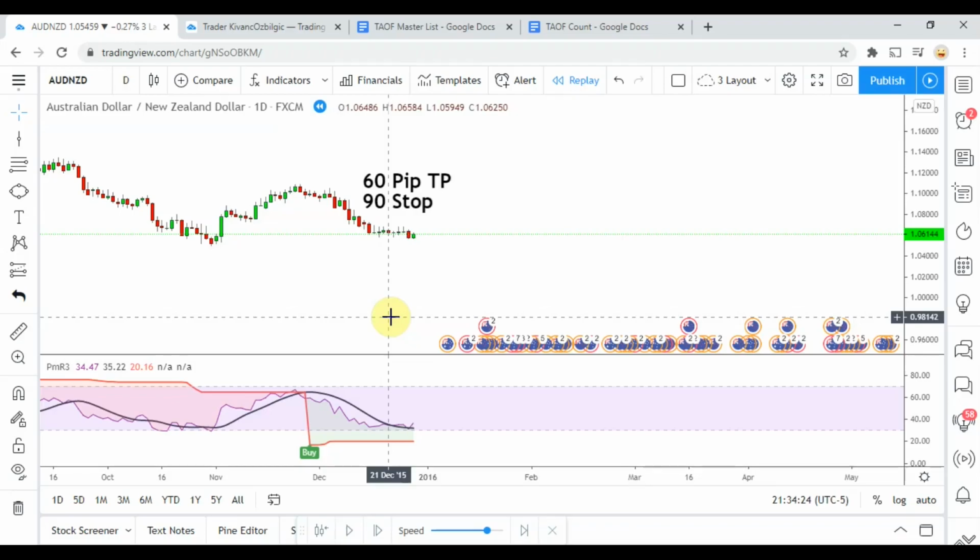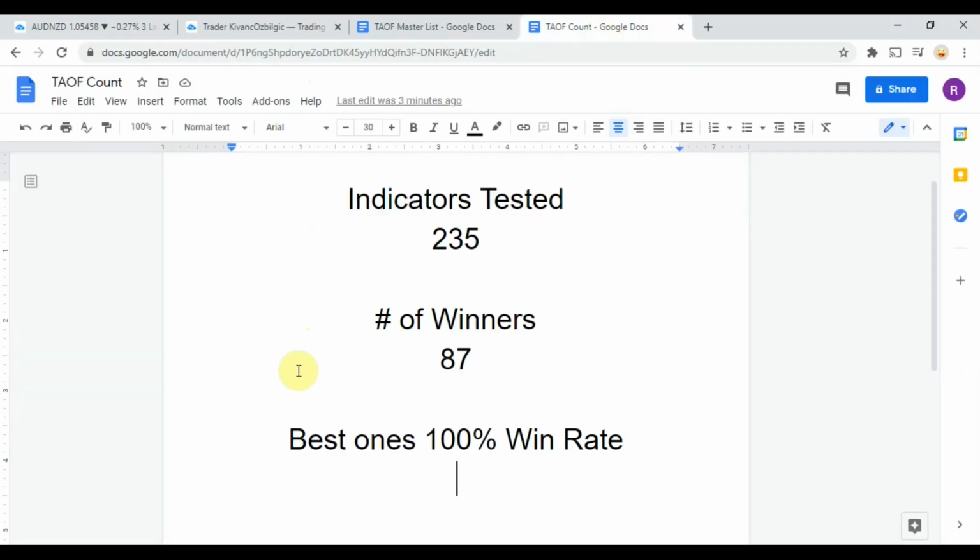Alright, as I said, today we will be testing the PMax on RSI with Tillson indicator. But before we do, I wanted to put the indicator scoreboard up for everyone to see. So to date, we have tested 235 indicators. And out of those 235 indicators, 87 of them have been winners, which means that they have met or exceeded the 60% win-loss ratio threshold that we have set for them.